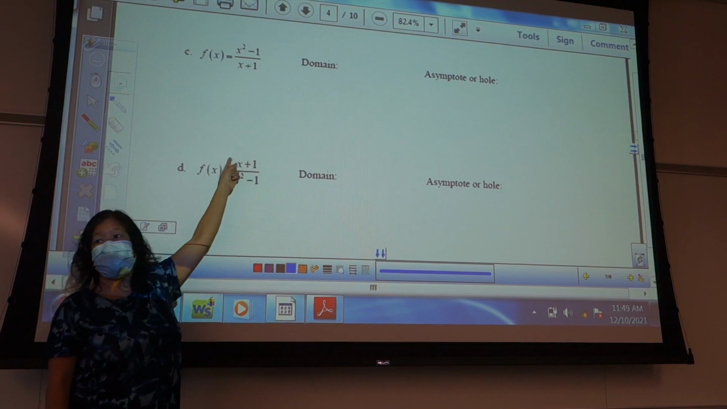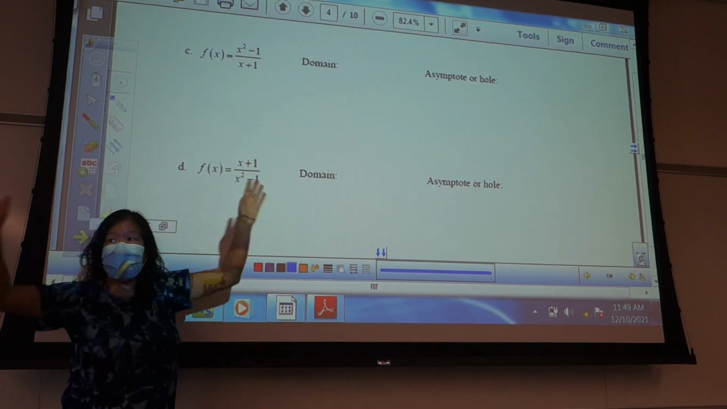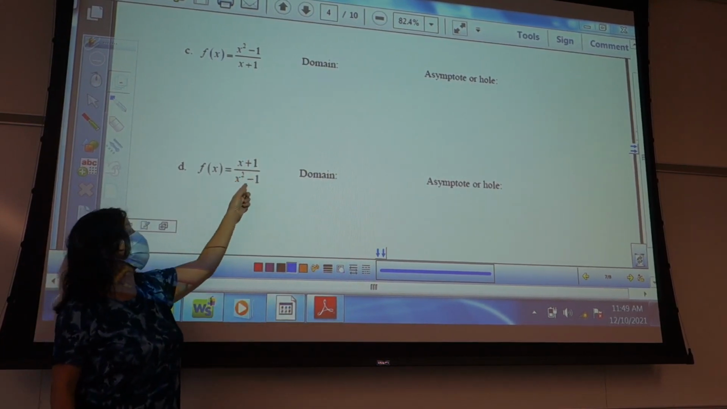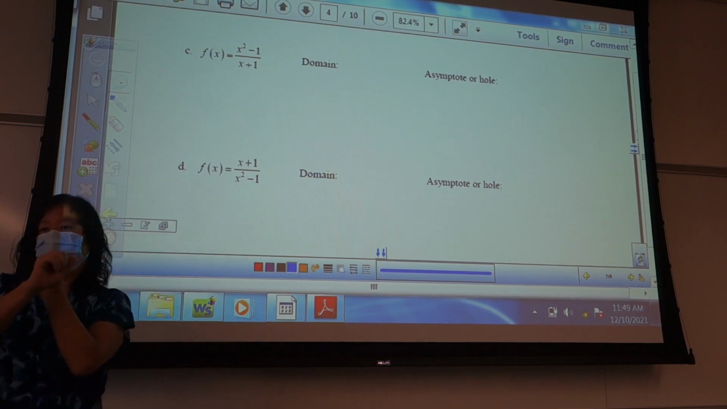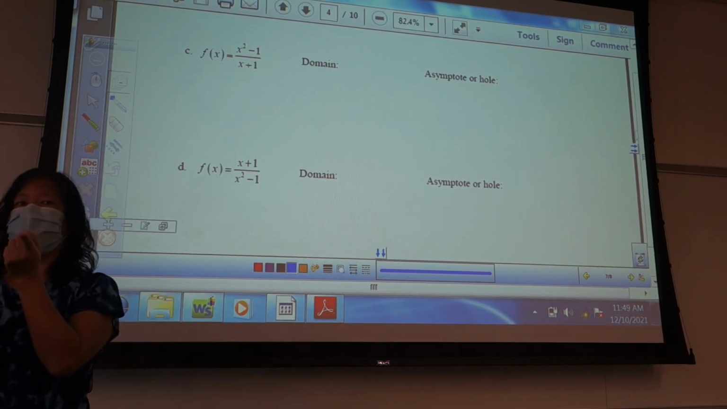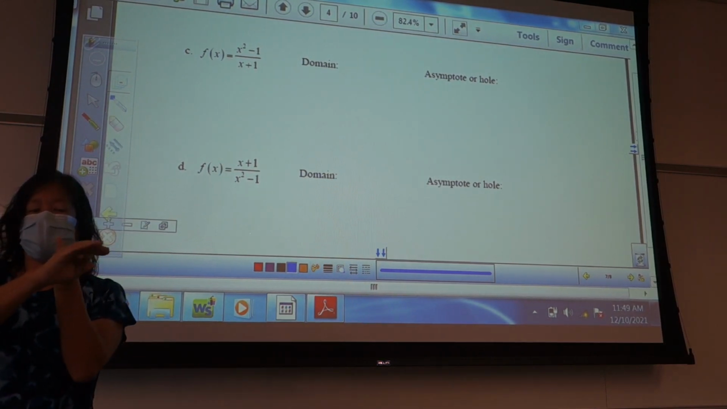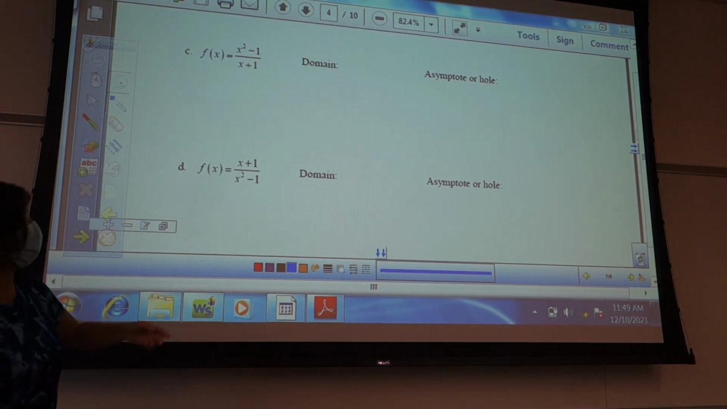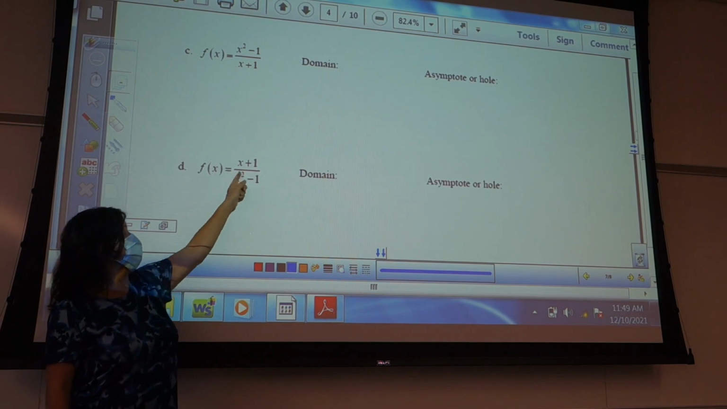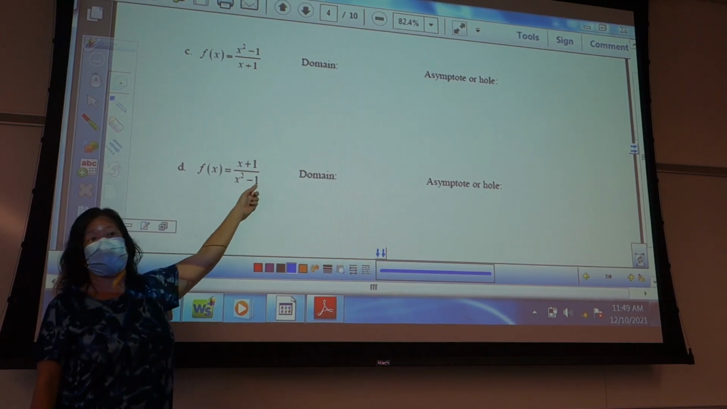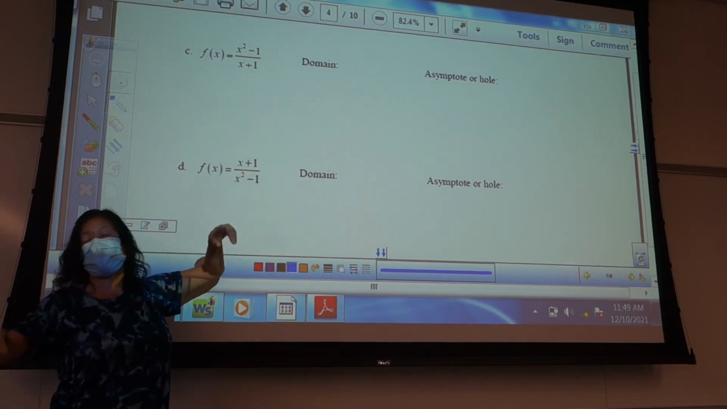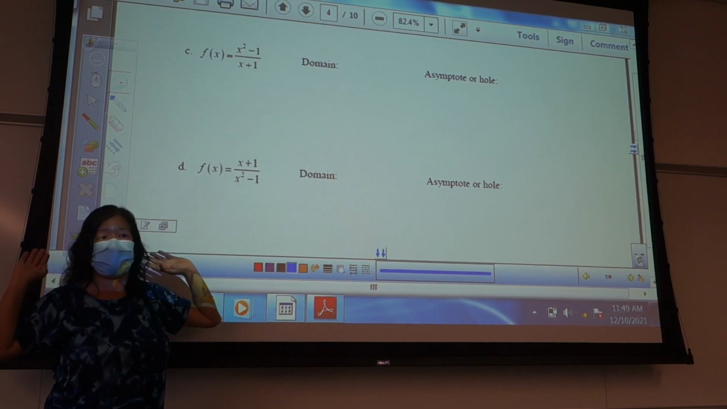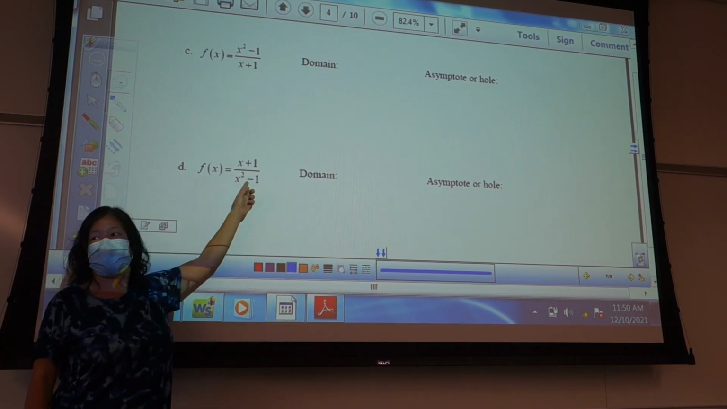So we don't care about this at all. That has nothing to do with the domain at all. The only thing we care about is the bottom. The rules are you can't what? Divide by 0. What else can't you do? Take the square root of a negative number. And now we also know you can't take the log of a negative number. So the only thing you care about is you can't divide by 0. We don't care about what's on top. Whatever, no big deal. You can't divide by 0.